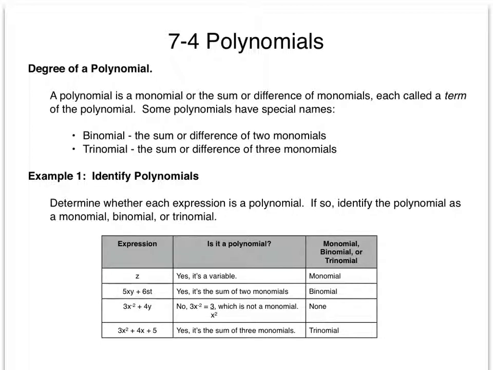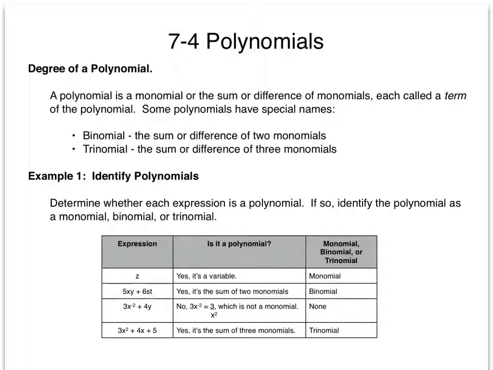the polynomial. Some polynomials have special names like binomials, which is the sum or difference of two monomials, and trinomial, which is the sum or difference of three monomials. Now keep in mind that we learned about monomials earlier in this chapter, and you also talked about them in pre-algebra, and they are numbers, variables, or product of numbers or variables. And keep in mind also that you cannot have a variable in the denominator of a monomial.